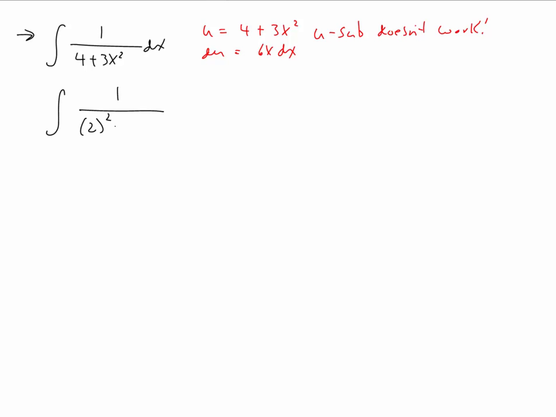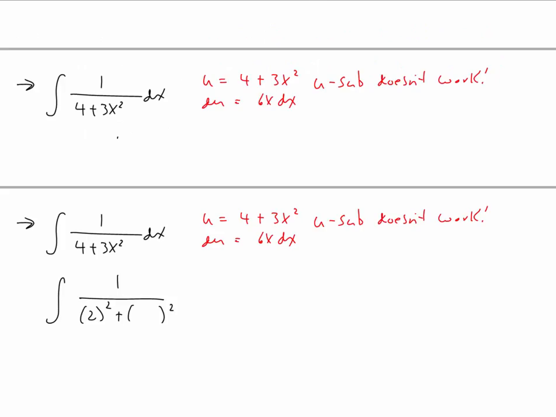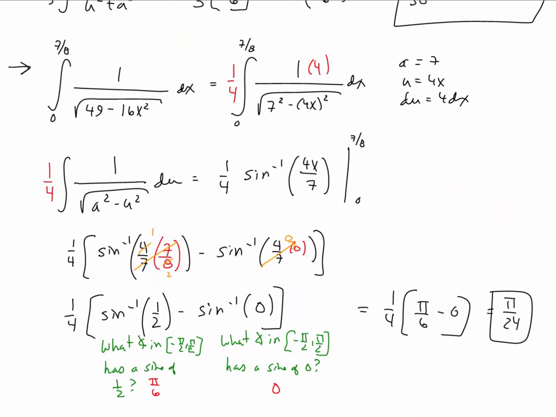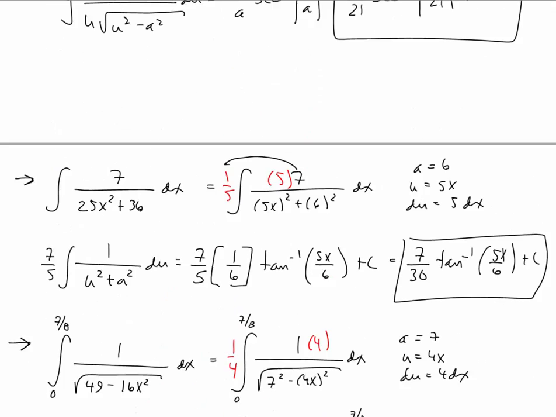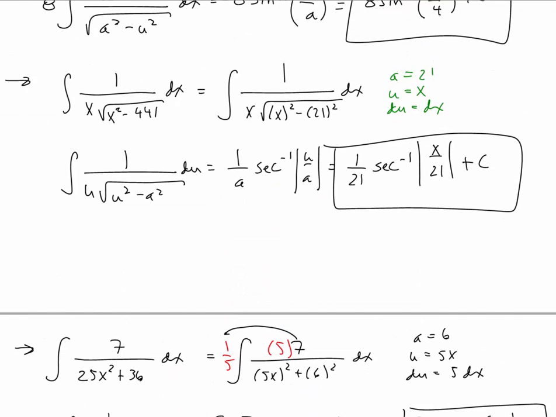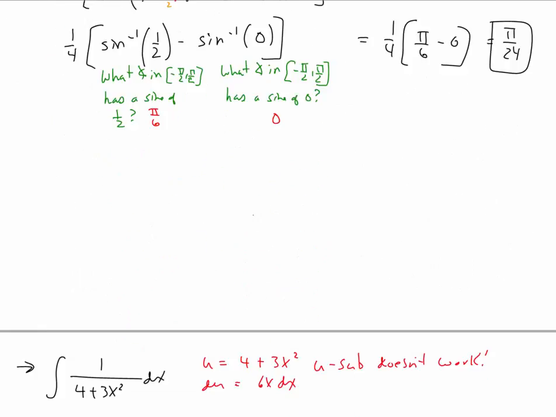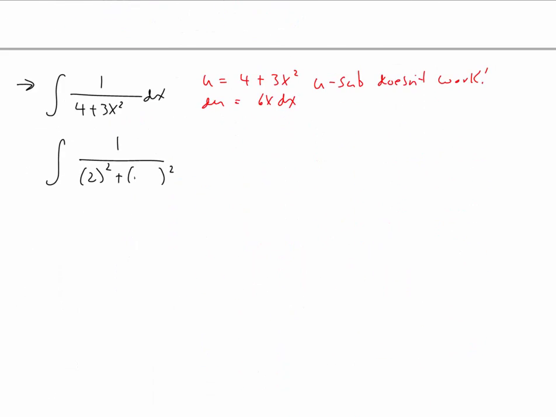So this would be 2 squared plus, now this one's interesting. This has to be something squared. Now before we had things like 16 or 9, something like that. Here was a 16 and a 49. Those are perfect squares. But 3 is not a perfect square. So I need to think about what is the square root of 3? And that's the square root of 3x. Notice the x is not under the radical. So when I write this, I have an a value of 2. My u is the square root of 3x. Du then is root 3 dx.